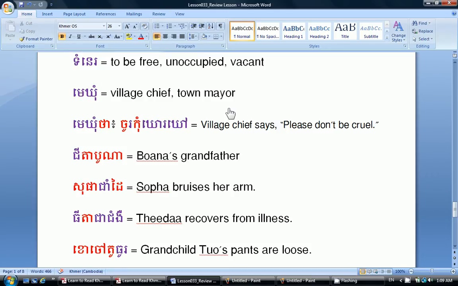Now let's review sentences. Me khom tha, cho kom kho kho. Village chief says, please don't be cruel. Chita Bona, Bona's grandfather. Sopha chuam dai, Sopha bruises her arm. Thida chia chum ngư. Thida recovers from illness. Khao chào tô thù. Grandchild Do's pants are loose.